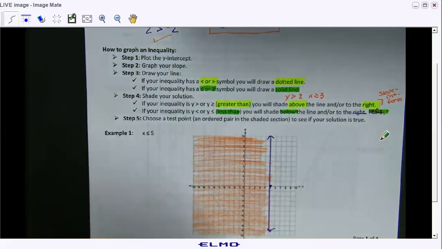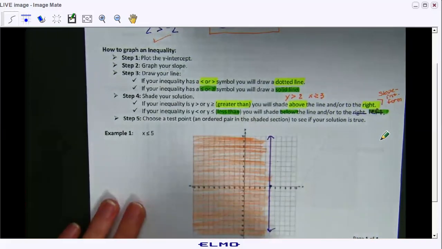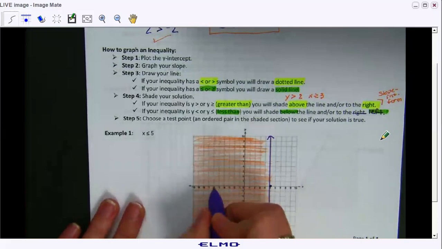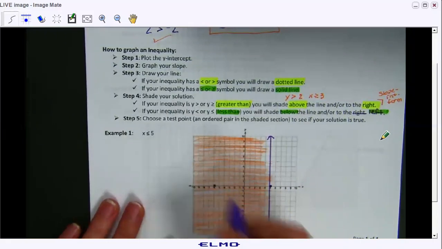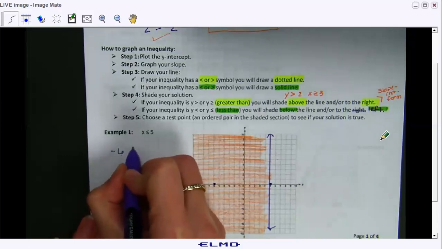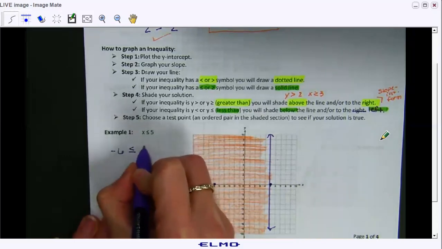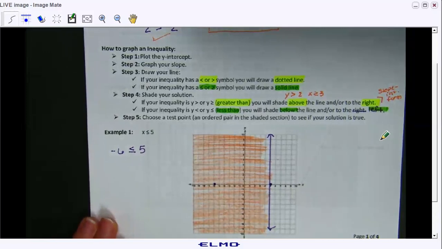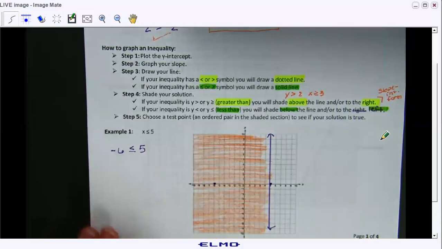So if I wanted to check to see if my shading was correct, I could pick any point in this graph along the x-axis, and let's look at -6. If x was -6, is that less than 5? Yes. So I could choose any point in there to check it if I wanted to.